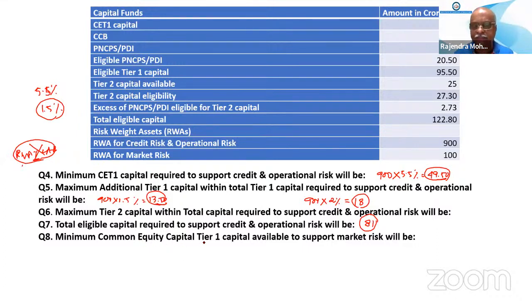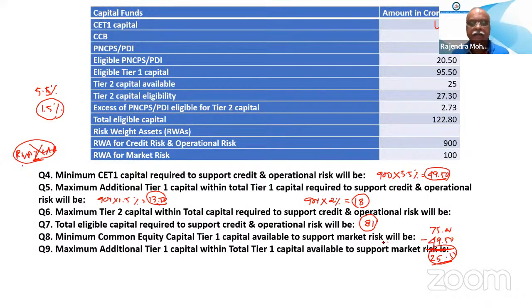What is the minimum common equity capital Tier 1 available to support market risk? So we have CET1. CET1 for credit and operational risk we have 49.50. As per this, we have CET1 as 75. So if we deduct 4950 from 75, the rest amount will be the market risk. So how much will it be? 2550. So 2550 will be the CET1 for market risk. Now you calculate additional tier 1 for market risk.